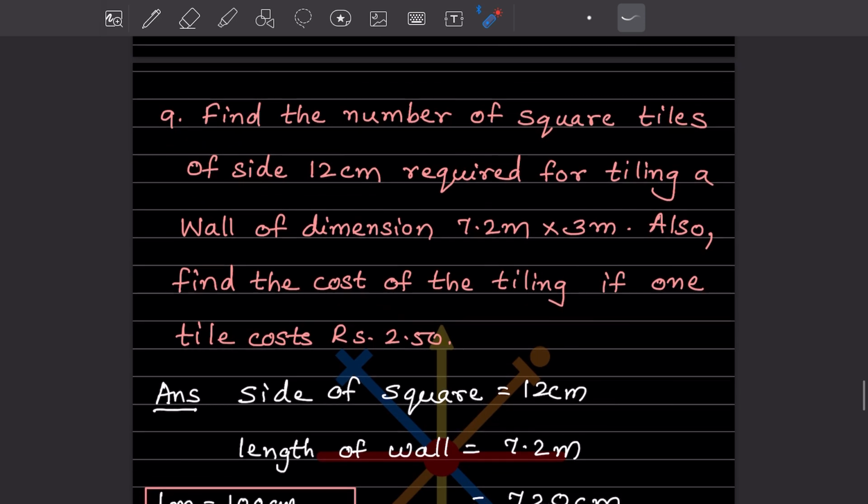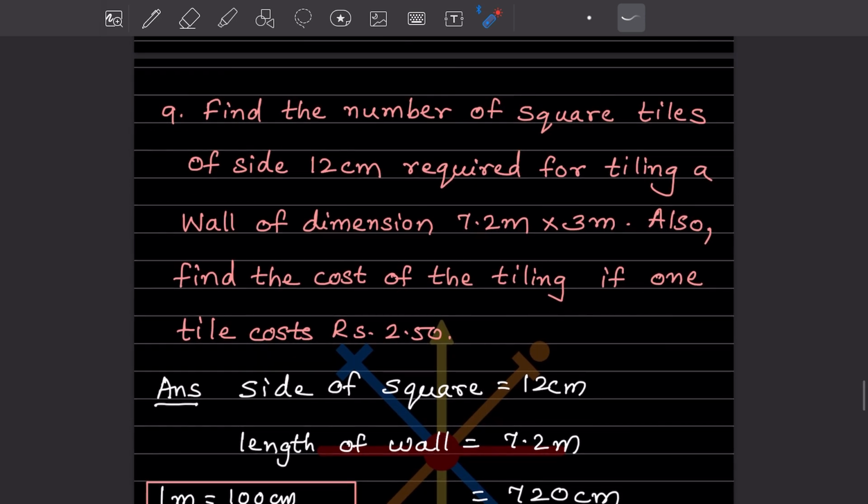Next one, find the number of square tiles of side 12 centimeter required for tiling a wall of dimension 7.2 meter into 3 meter. Also find the cost of the tiling if one tile costs rupees 2.50. So now see here, they said that square tiles are there, and the side is given as 12 centimeter.